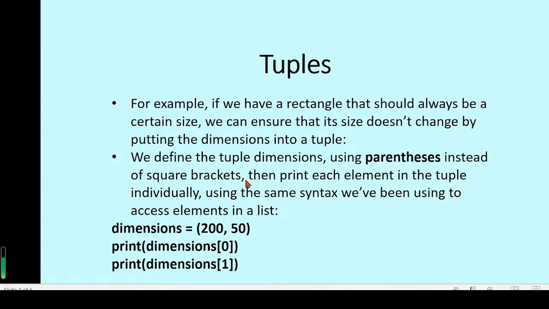So we define the tuple dimensions using parentheses instead of square brackets. Then print each element in the tuple individually, using the same syntax we have been using to access elements in a list. So this is a tuple with two elements. We use parentheses to create a tuple. Then if we want to get the first element, we just use this tuple with bracket 0. This form is the same as the list, and this can get the second element of this tuple.